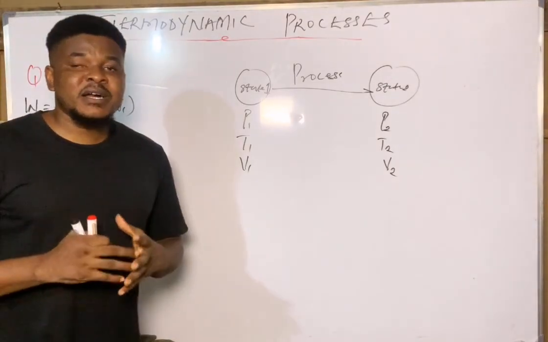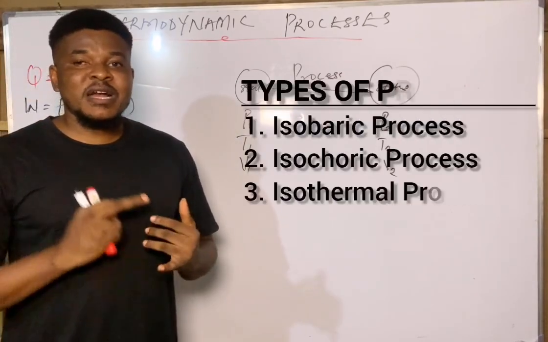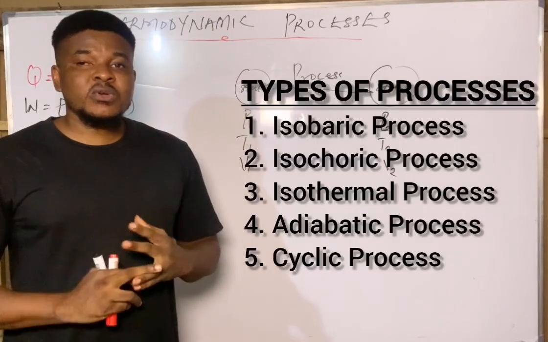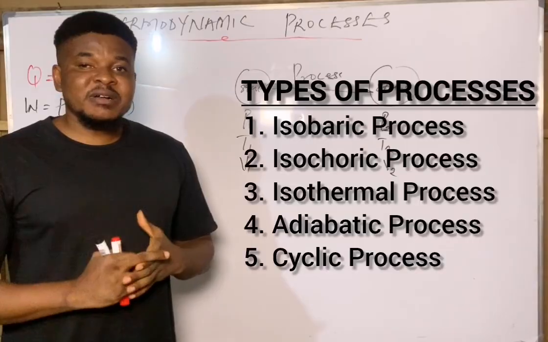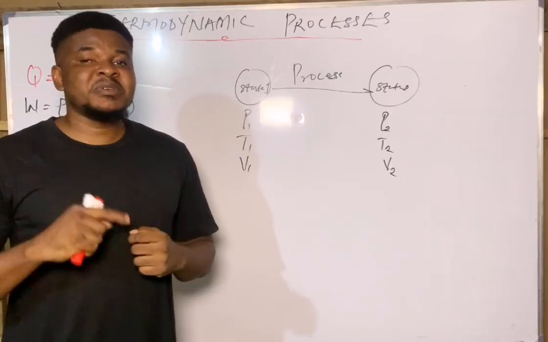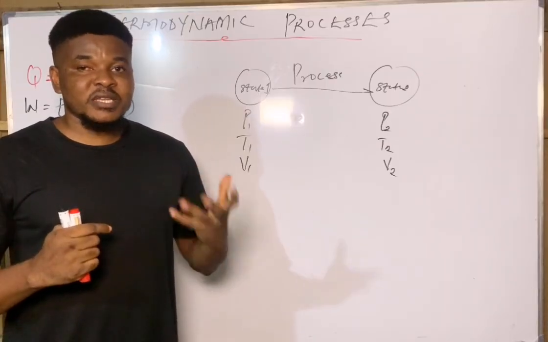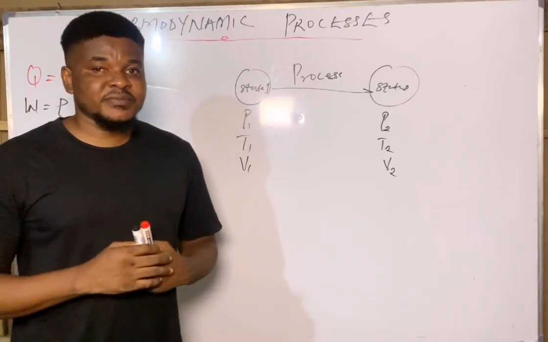Now, there are 5 basic types of processes in thermodynamics. We have the isobaric process, the isochoric process, the isothermal process, the adiabatic process and the cyclic process. But in this video, we are going to be skipping the cyclic process and we'll talk about the other 4. So let's start with the isobaric process.